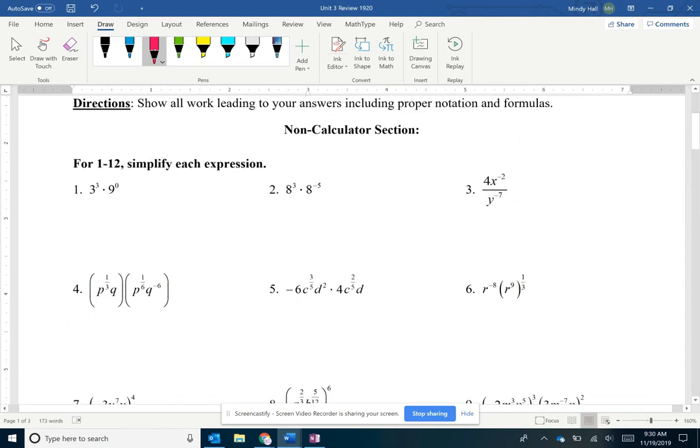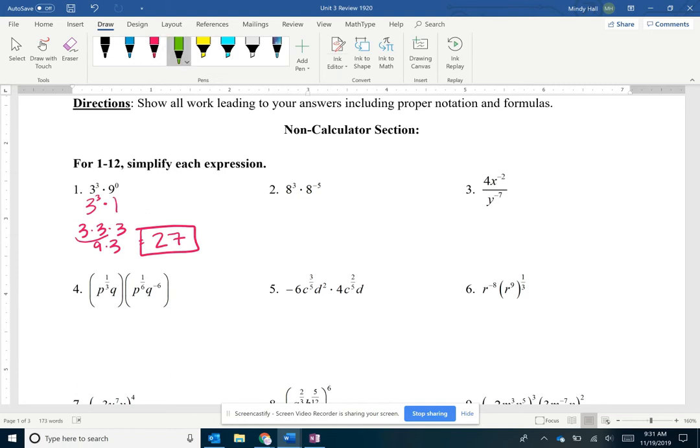Starting with the non-calculator section, number 1, we have 3 cubed times 9 to the 0 power. 9 to the 0 power is 1, and remember, anything to the 0 power is 1. So this is really like 3 cubed times 1. 3 cubed, though, is 3 times 3 times 3. So 3 times 3 is 9, and 9 times 3 is 27. So our answer is 27.